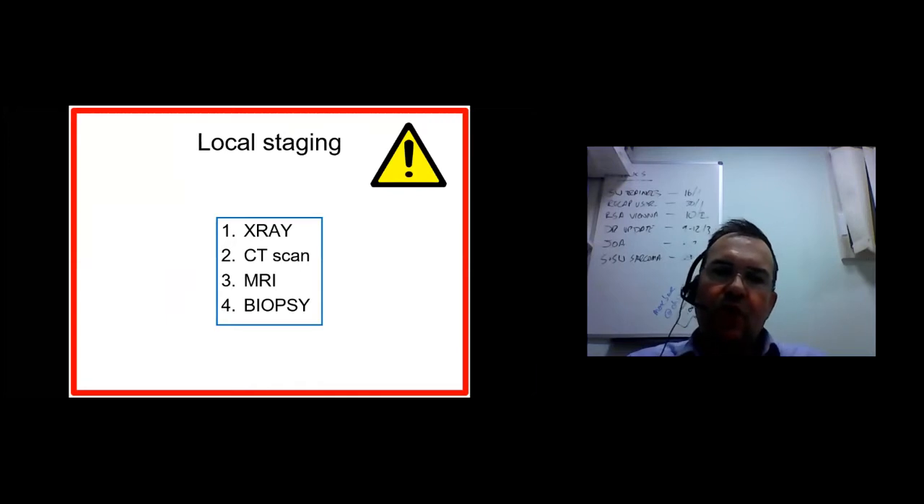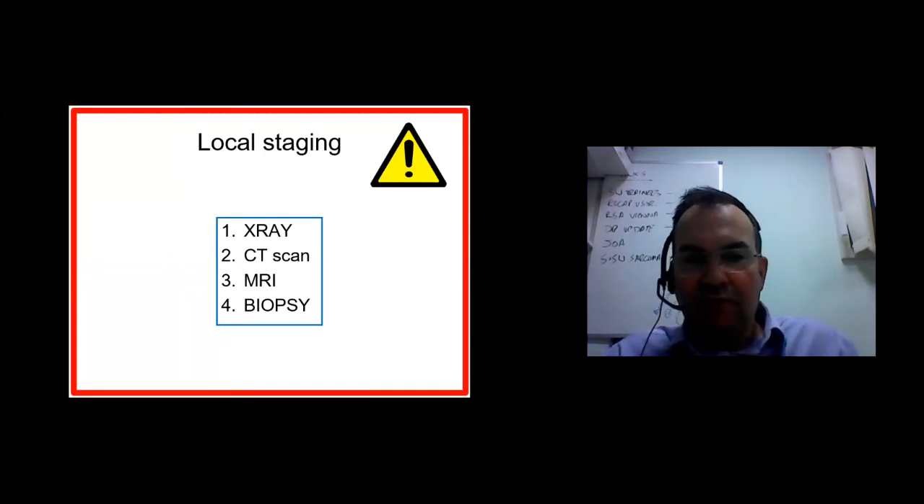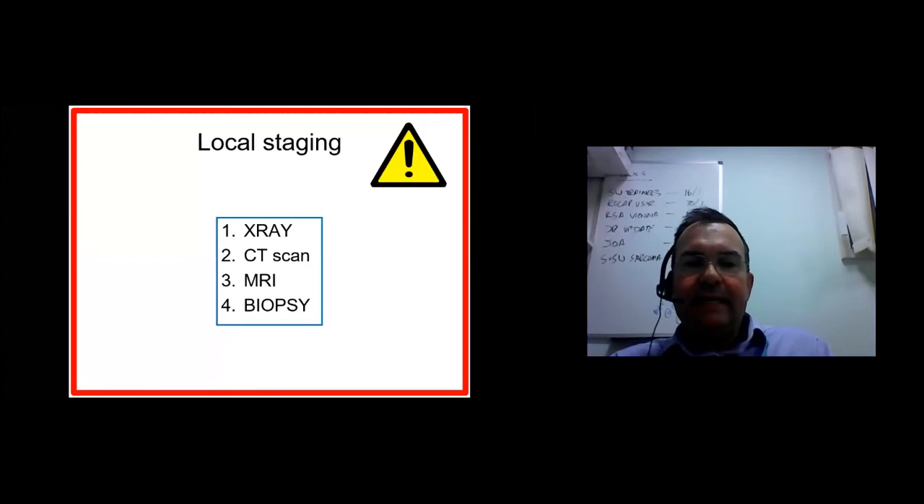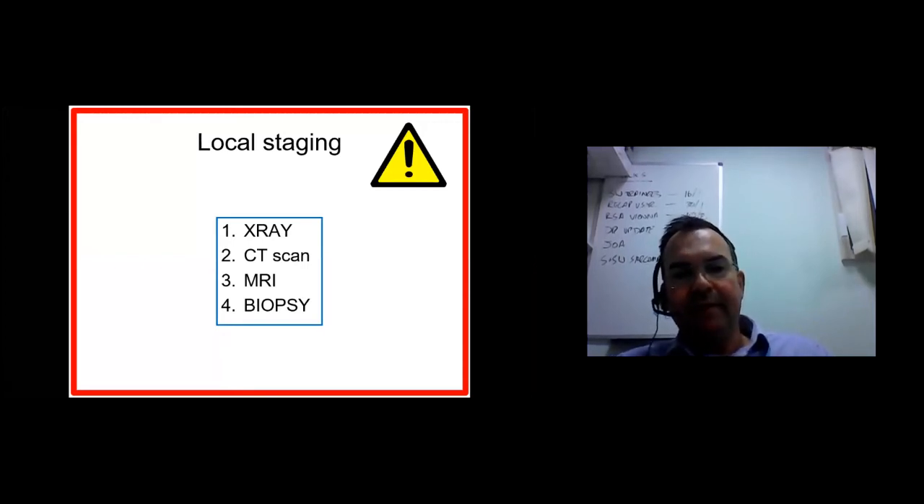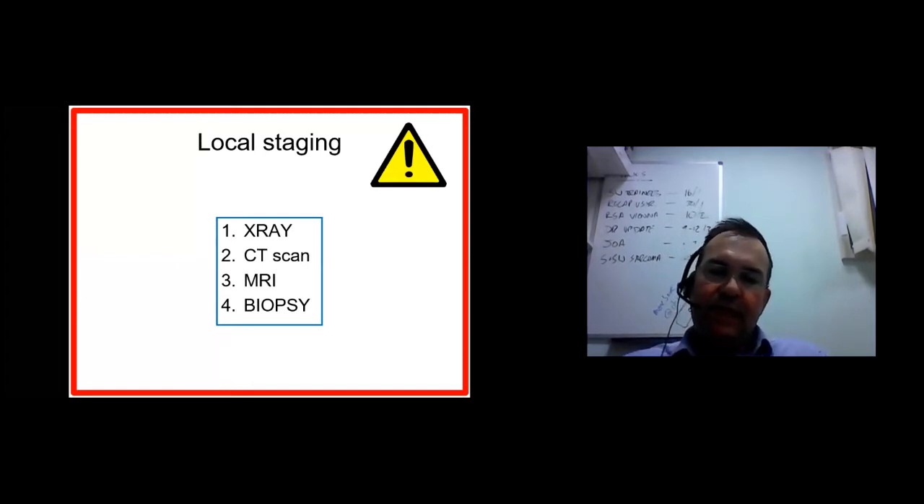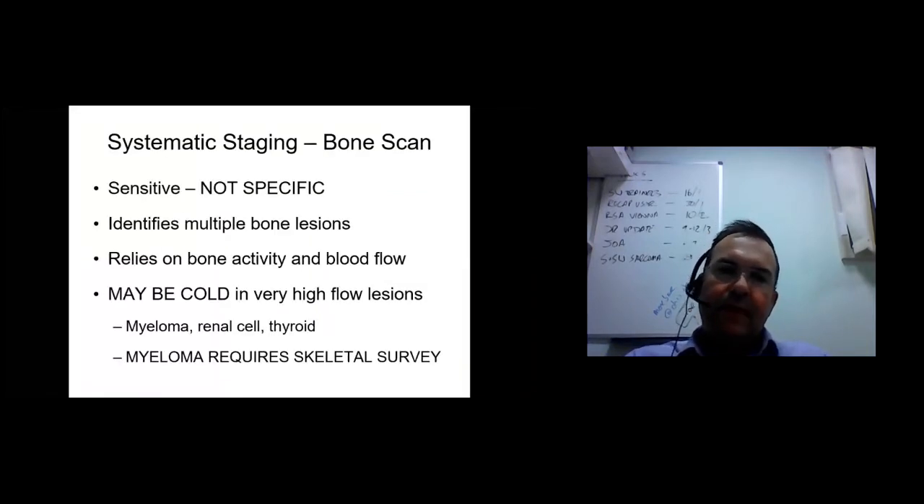In terms of local staging, we're going to start with x-rays. These are plain x-rays taken in 2 orthogonal views. That just means x-rays taken at right angles to each other. And then we're going to use 3-dimensional imaging, and that might be CT scan, MRI scan, potentially both of those, and potentially ultrasound scan as well, to really define the 3D anatomy of the lesion. And then we're going to take a tissue sample in the form of a biopsy.